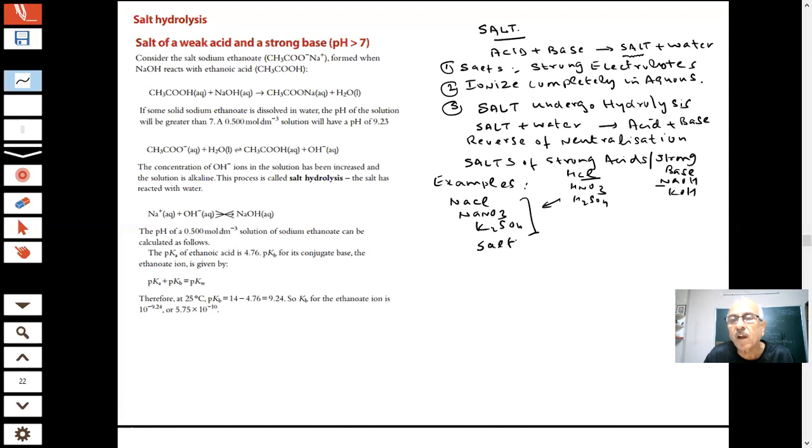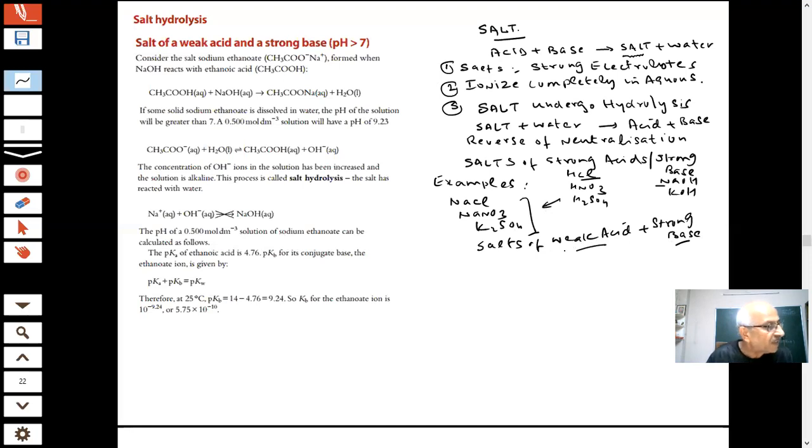Then you can have salts of weak acid and strong base. Weak acid and strong base salt. How will you form salts of weak acid and strong base? Weak acid and strong base salts.